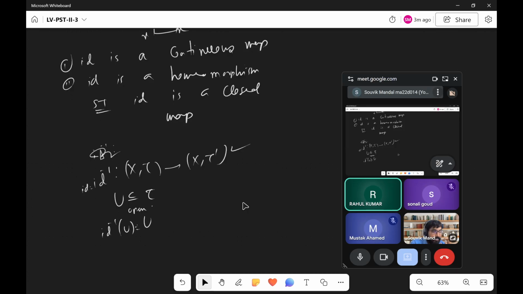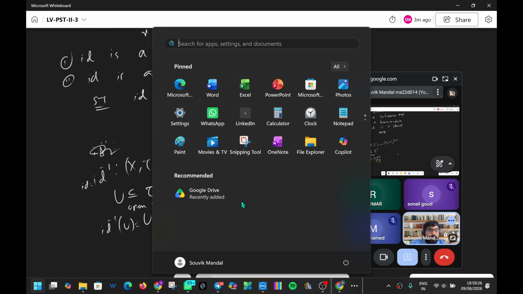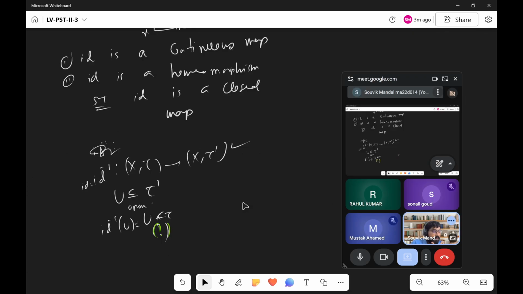But I mean, the identity inverse, why does it have to be open? We need to show that the inverse image of an open set is open. Although you take the open set U from where? From tau prime. The inverse image of U, you need to show that it has to belong to tau, correct? Then only we can say that it is a continuous map. Is it clear? You need to show that U has to belong to tau. Then only you can say the continuity. Is the argument clear?